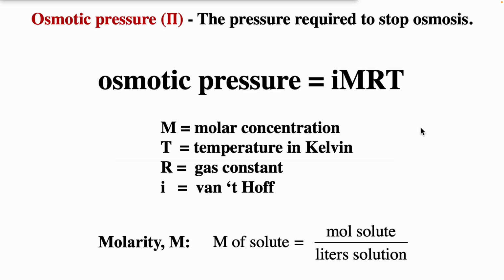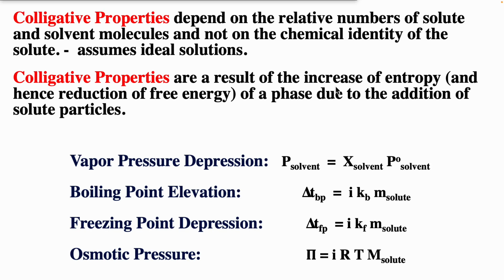And so we can calculate the osmotic pressure. Again, you have the van 't Hoff factor, molarity of the solute, gas constant, and temperature in Kelvin. Again, nowhere do you see the identity of the solute. It's just the number of solute particles. And again, we're assuming ideal solutions. And so colligative properties are due just to entropy.